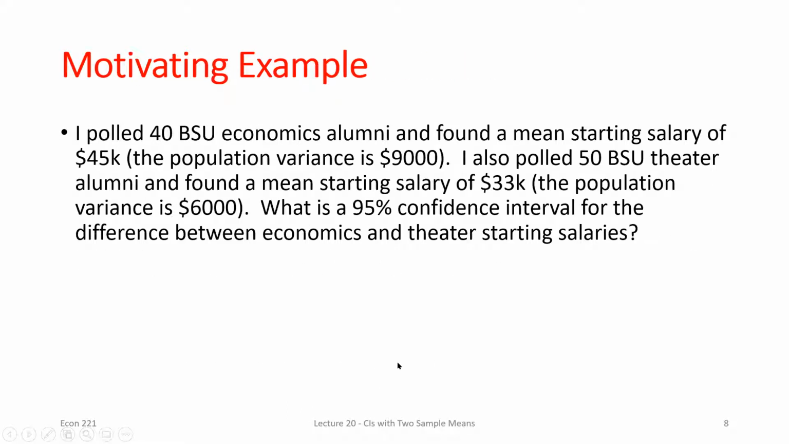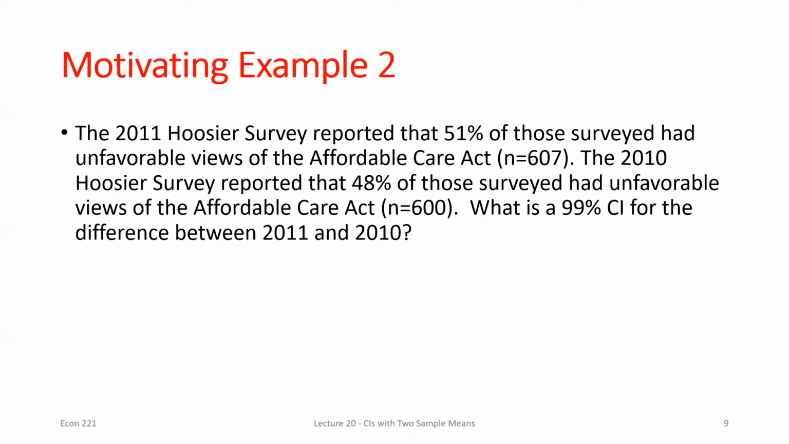So my motivating examples, to give you an idea behind what we're doing: maybe I want to build a confidence interval for the true difference in starting salary between econ and theater majors. So I take a sample of econ majors, take a sample of theater majors, and find the sample means. I want to build a confidence interval for where the true difference in those salaries is. All I have is the sample means, so how can I do that?